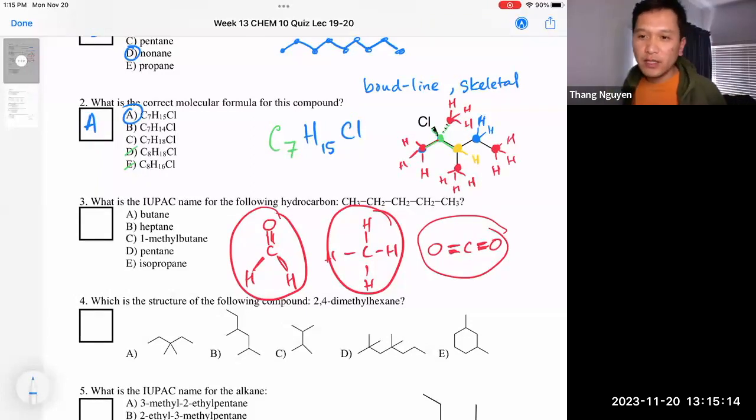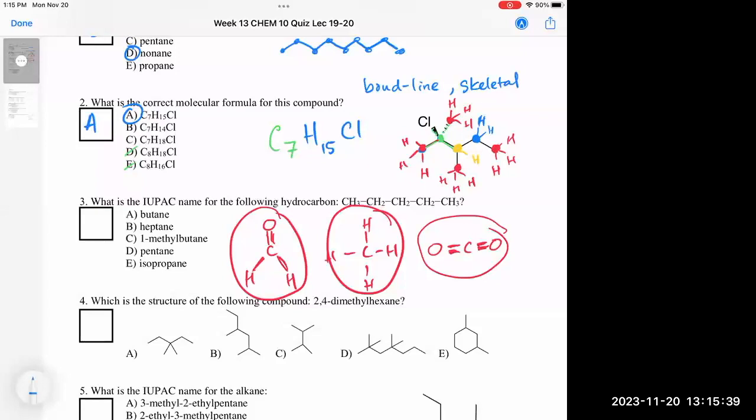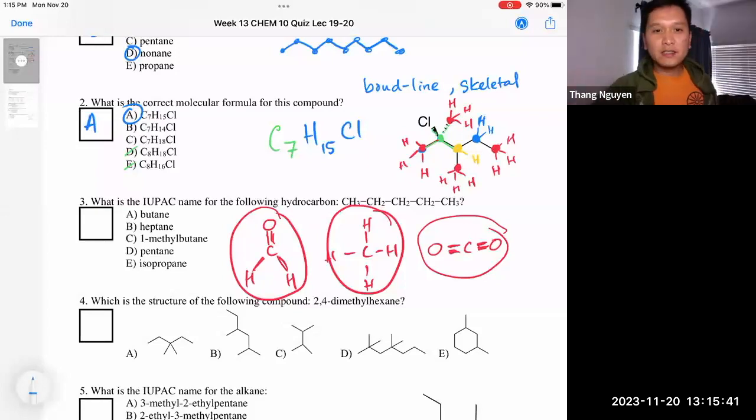We talked about this already in lab when we did the covalent bonding lab. A wedge, just like in art class, something that's getting darker is coming towards you. Something that's getting lighter, perspective-wise, is going away from you. So when I draw in that wedge, it just means a single bond that's coming towards you. And a dash is another single bond that's going away from you. Okay. All right, so questions on skeletal structures.